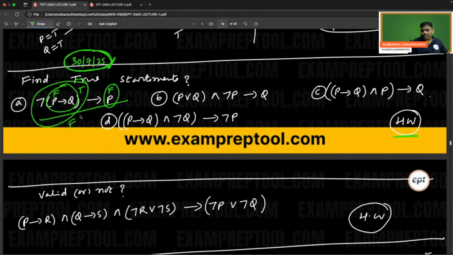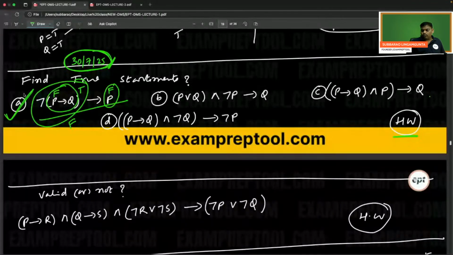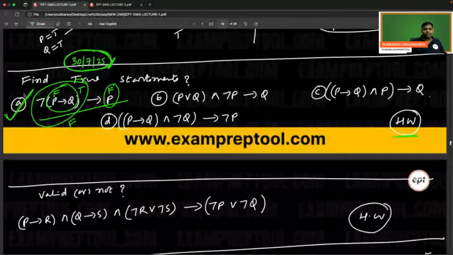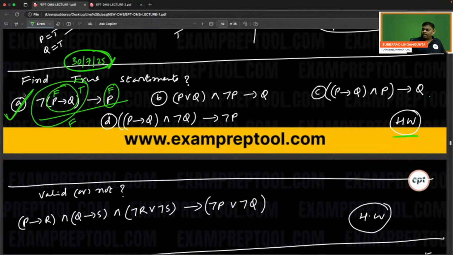Substitute those values on the left side. So left also became false. So A is a true statement. Right false means you are proving left also false. My only intention is to prove that TF is not possible. So option A, TF not possible. If I have done anything wrong, please check. So A is true. Let's check the remaining things also.